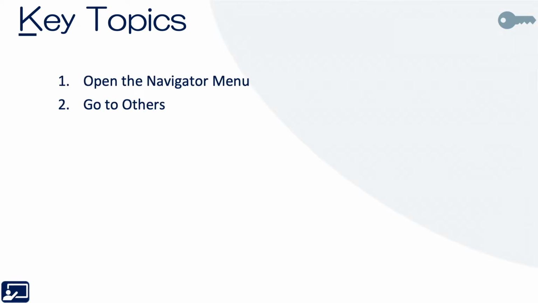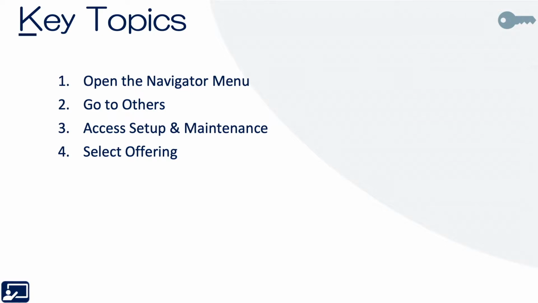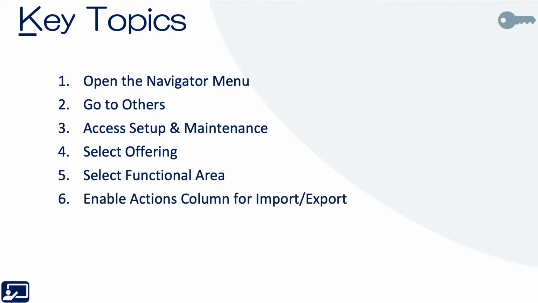Key topics for this lesson are as follows. Open the navigation bar, go to the Others option, access Setup and Maintenance, select an offering, select the functional area, enable Actions column for import-export, and then finally enable Show All Tasks.